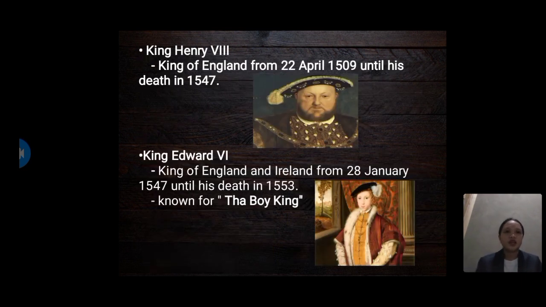Next is King Henry VIII. He was a king of England from April 22, 1509 until his death in 1547. Next is King Edward VI. He was a king of England and Ireland from January 28, 1547 until his death in 1553. He is known as the Boy King.